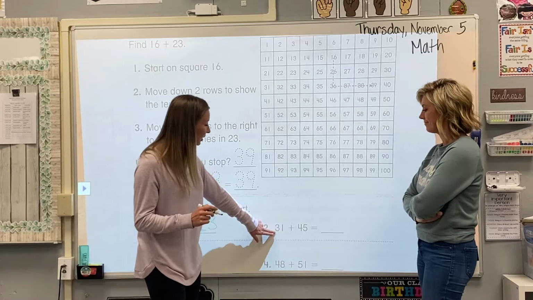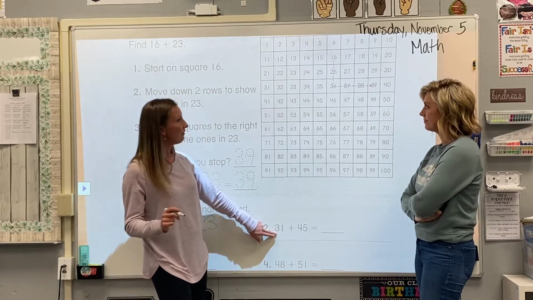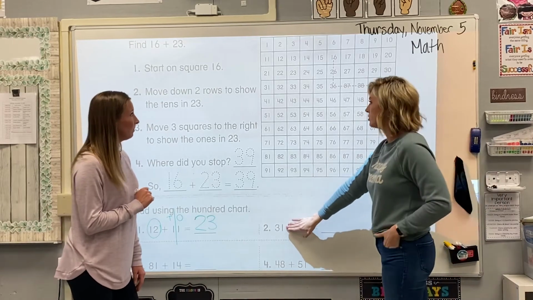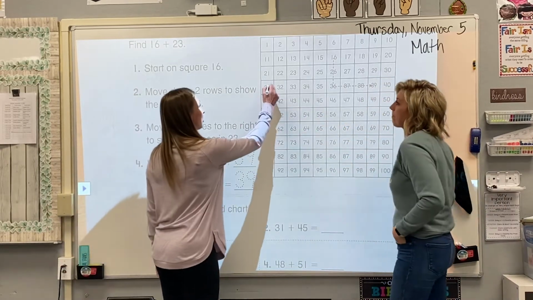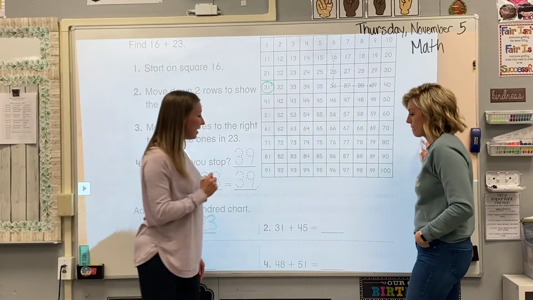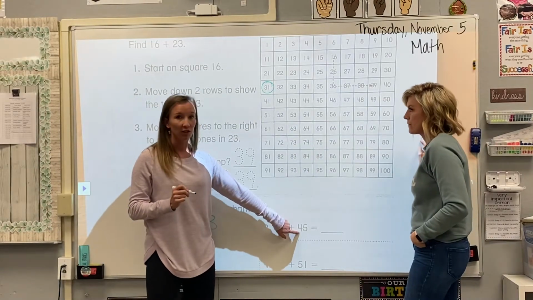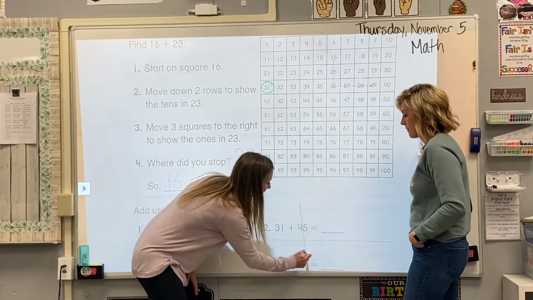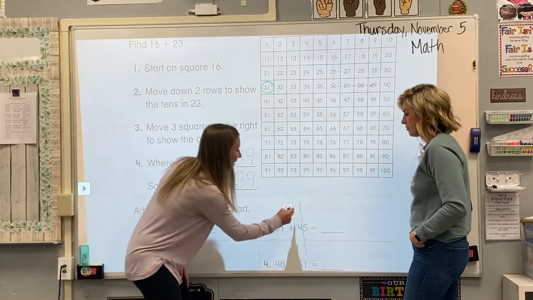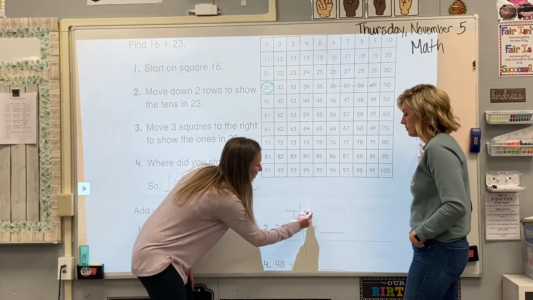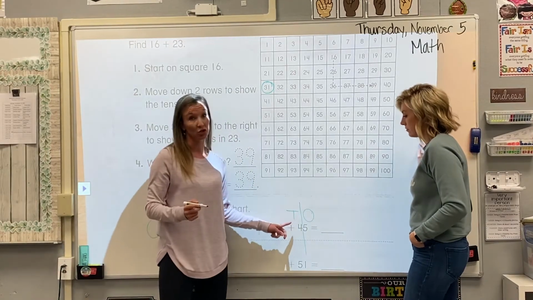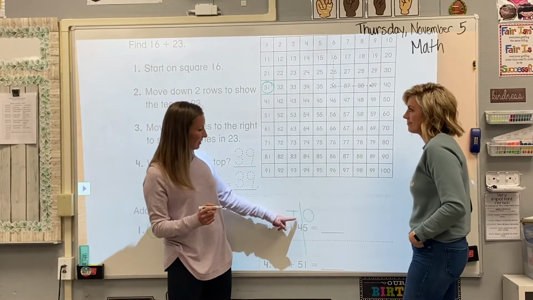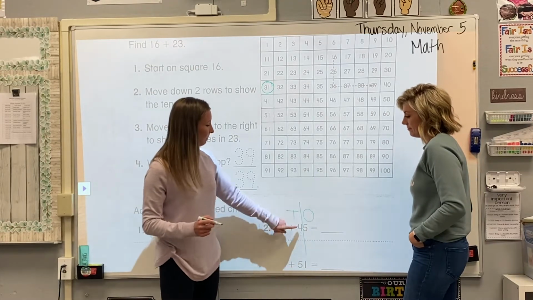All right, our next problem is 31 plus 45. What should we do first? We need to circle our starting number, which is 31. All right, so here's 31 on the hundreds chart, and now we are going to add the number 45. I really like cutting that number in half. It seems a lot easier. So I'm going to cut 45 in half. These are my 10s. These are my 1s. And you notice it spells the word TO. You do it correctly. If you wrote OT, you got it wrong. T-O, 10s and 1s.